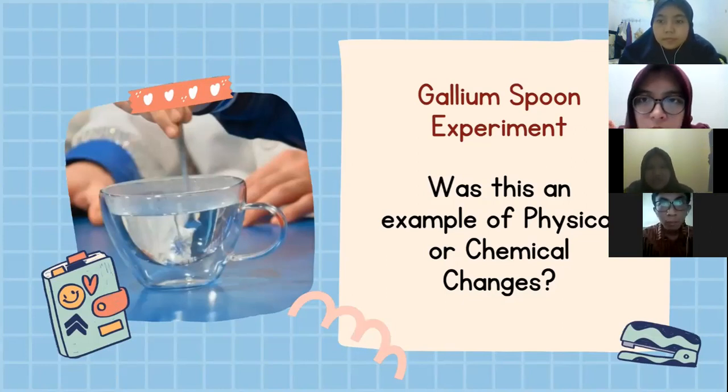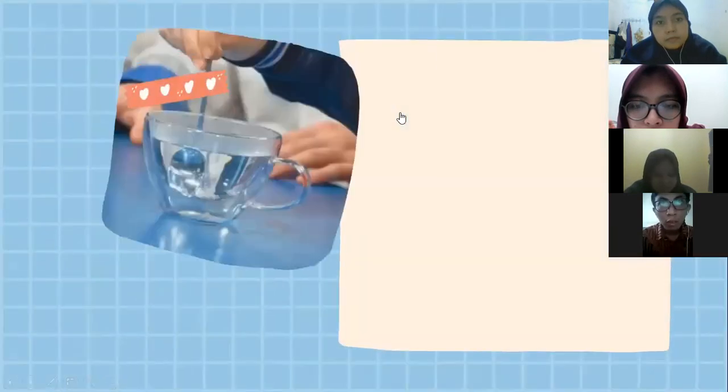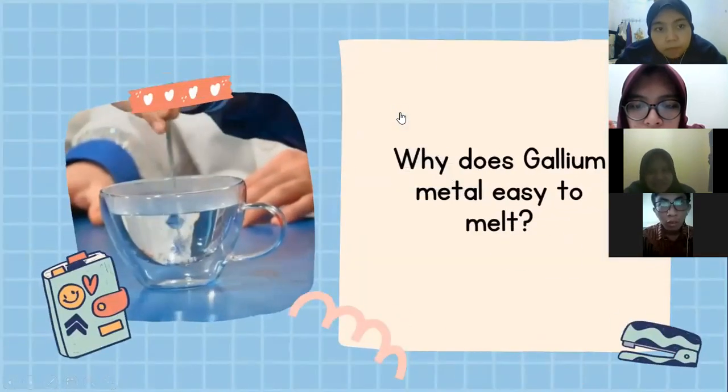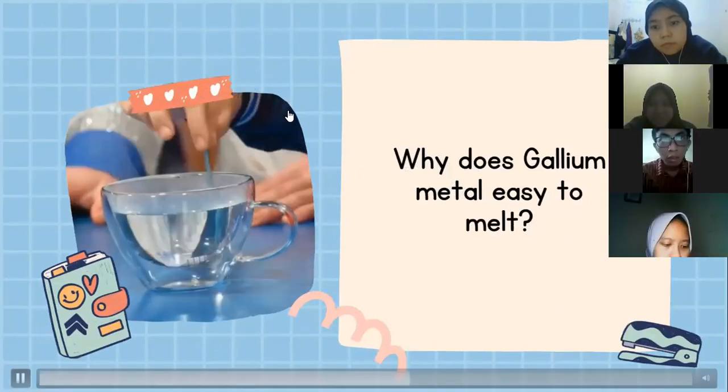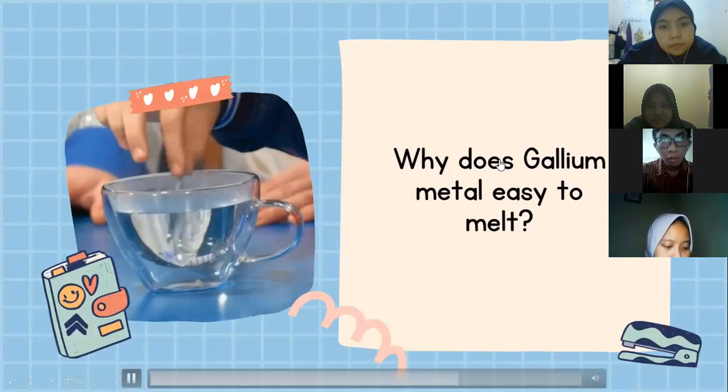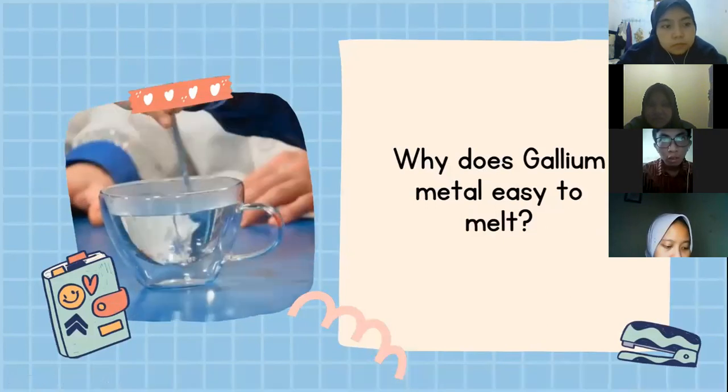And the next question is, why does gallium metal melt easily? Based on the information I got on the internet, gallium is well known as a metal with a melting point just above room temperature, which means it can literally melt in your hand. Similarly, it melts in hot water. Bravo, Herlinda. Thank you for the answer. That's a good answer, by the way.